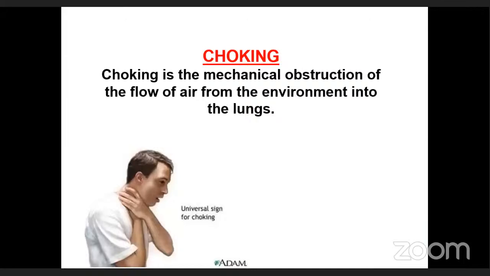Choking is another injury that we must know how to handle as a first aider. Choking is the obstruction of air from the environment into the lungs. If the oxygen intake is obstructed, then a person will experience what is called choking.